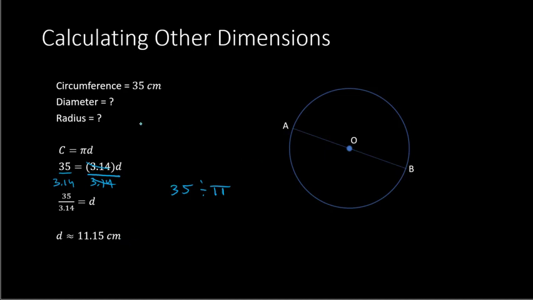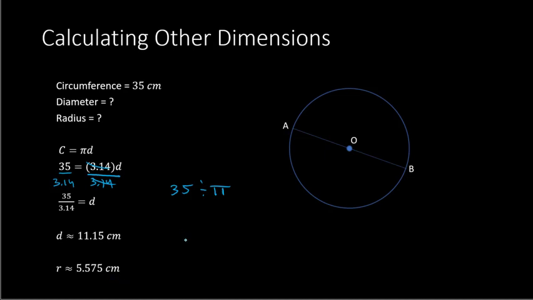Now the radius, we're also trying to find. The radius is half of this number. So we divide this number by 2 to find the radius. That's the distance halfway across. And if we divide by 2 on our calculator, we now get 5.575 as our radius.